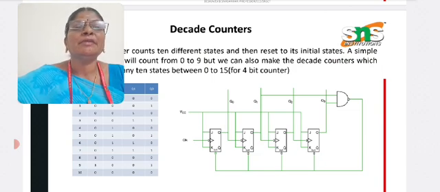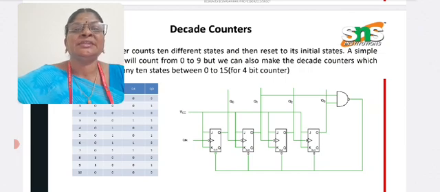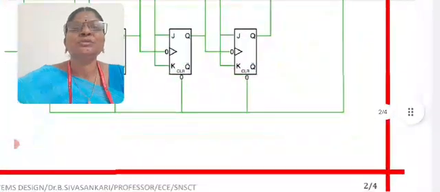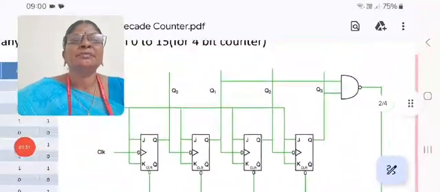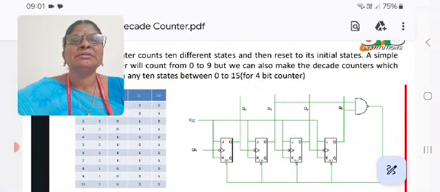For example, a 4-bit counter has 16 states, like 0 to 15, right? So here you can see the truth table from 0 to 10, that is one decade, right? So we know the 8421 code. As per the 8421 code, I have framed the truth table with states from 0 to 10. Then as per the 8421 code, I have given 0000, 0001, 0010, 0011, then 0100, etc.